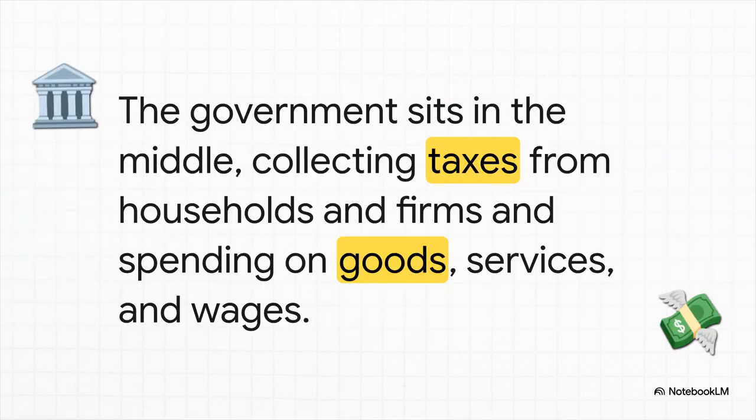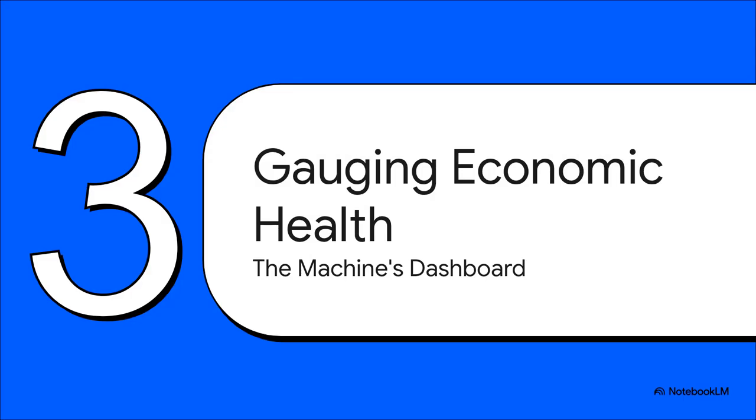But wait, it's not just a two-way street between households and firms. You've got another major player sitting right in the middle, the government. It collects taxes from both of us, from households and from firms. And then it injects that money right back into the flow by buying goods and services. We're talking everything from office supplies to massive military hardware, and of course, by paying the wages of all its public employees.